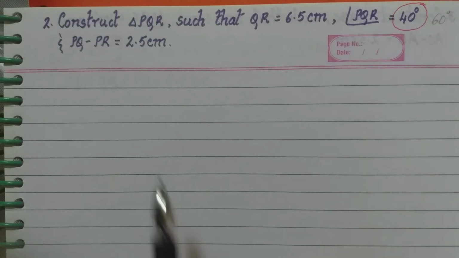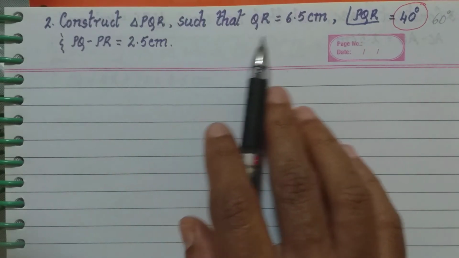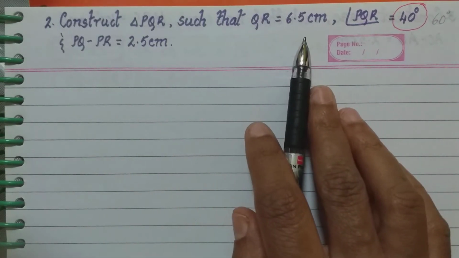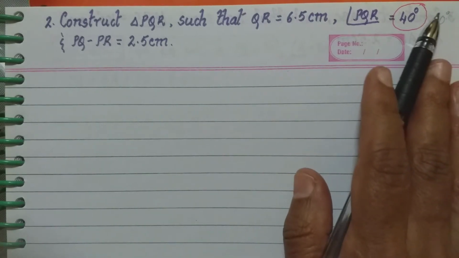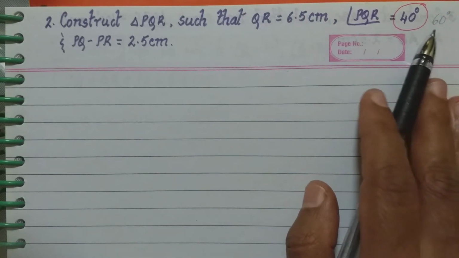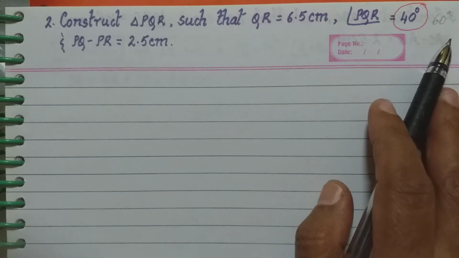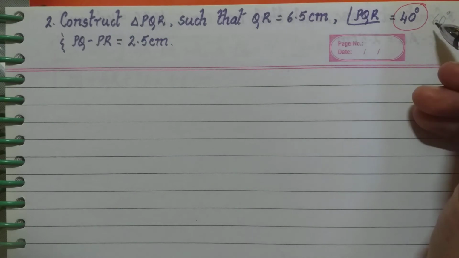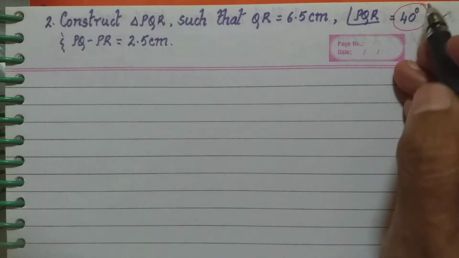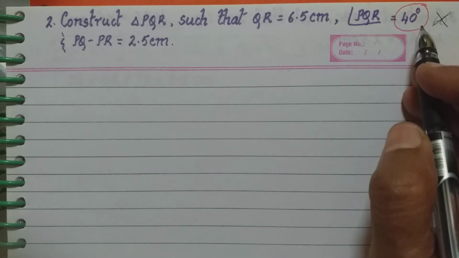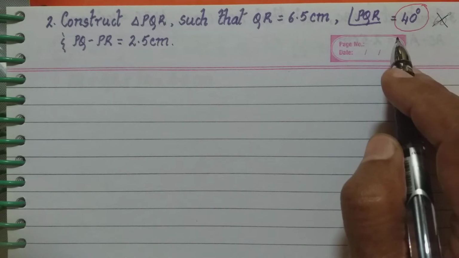Now we go to the second question of practice set 4.2. Construct triangle PQR such that QR equal to 6.5 centimeter. Angle PQR equal to, if you see in your textbooks, they have given 60 degree. But if we take 60 degree, the triangle which is formed is very large and it will go out of the page. Therefore, we do not consider 60 degree. We consider it as 40 degree. So, you can make a correction in your textbook and do it accordingly, considering angle PQR as 40 degree.